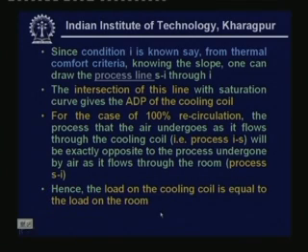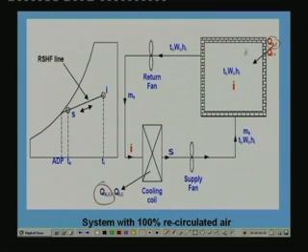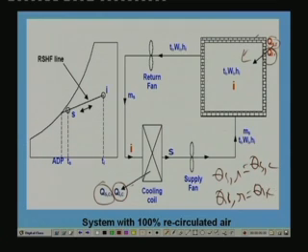And the load on the cooling coil is exactly equal to the load on the room. That means QSR is exactly equal to QSC. Whatever sensible heat is being transferred to the room has to be rejected at the cooling coil. Similarly, whatever latent heat is transferred to the room has to be rejected at the cooling coil. That means QSR is equal to QSC, that is coil load, and QLR is equal to QLC. This is not always valid; this is valid only for this particular system with 100% recirculated air.